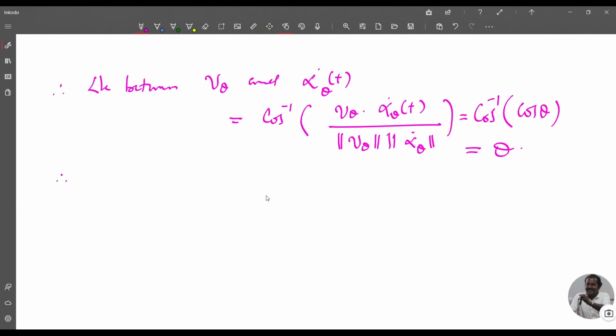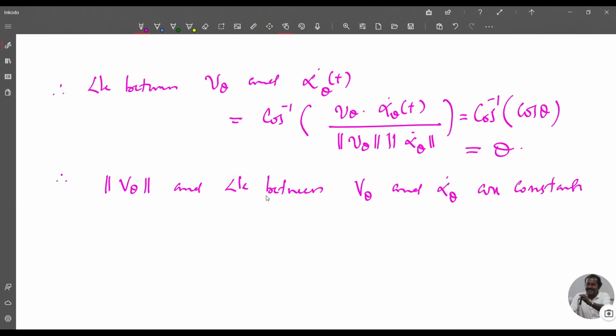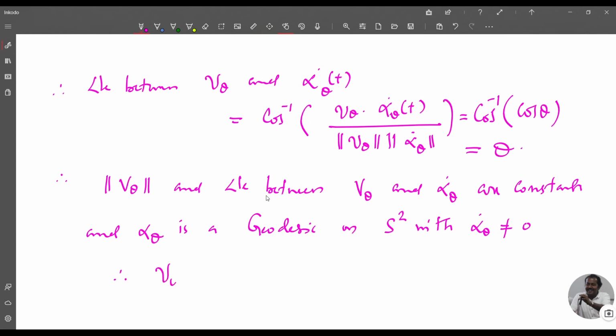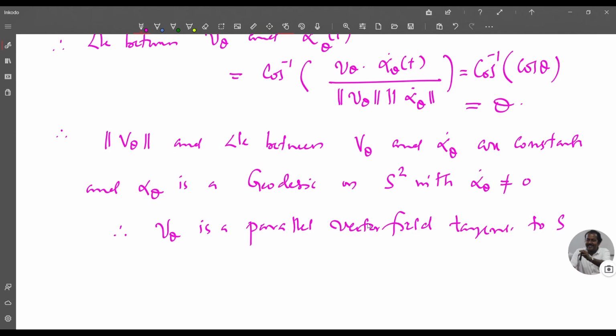Therefore, norm v theta and angle between v theta and alpha theta dot are constants. And we have already seen that alpha theta is a geodesic on S2 with alpha theta dot not equal to 0. Therefore, v theta is a parallel vector field tangent to S2 along alpha.